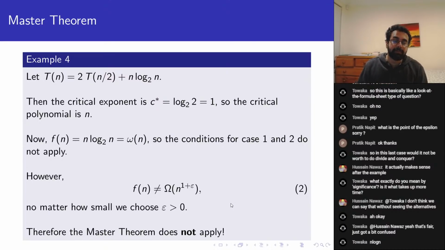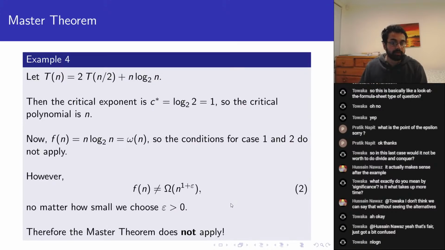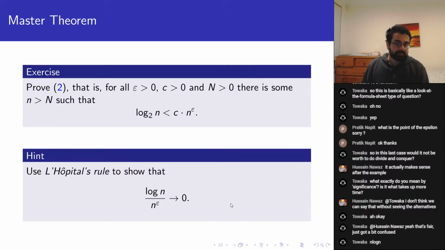Again, this is what I meant by some sources will present a slightly expanded version of the master theorem, where cases like this get covered under case 2. We're not going to do that because it would complicate the proof that we're about to see. But as an exercise, you can go and prove the big omega statement on the previous slide. It will make use of L'Hopital's rule. Okay?